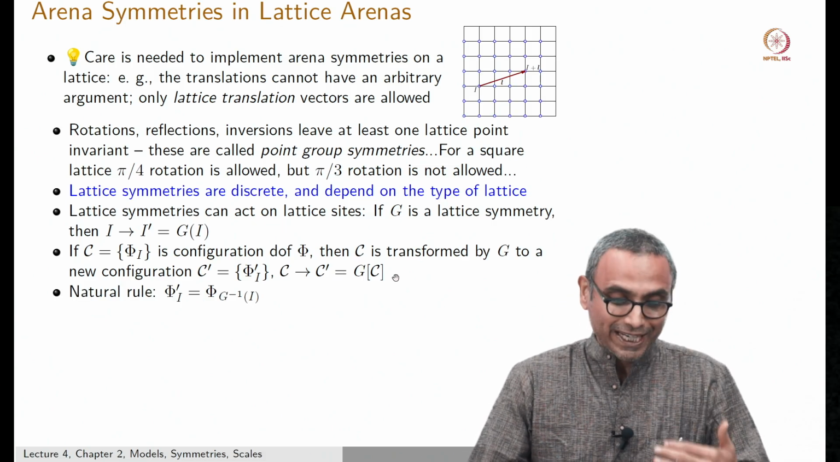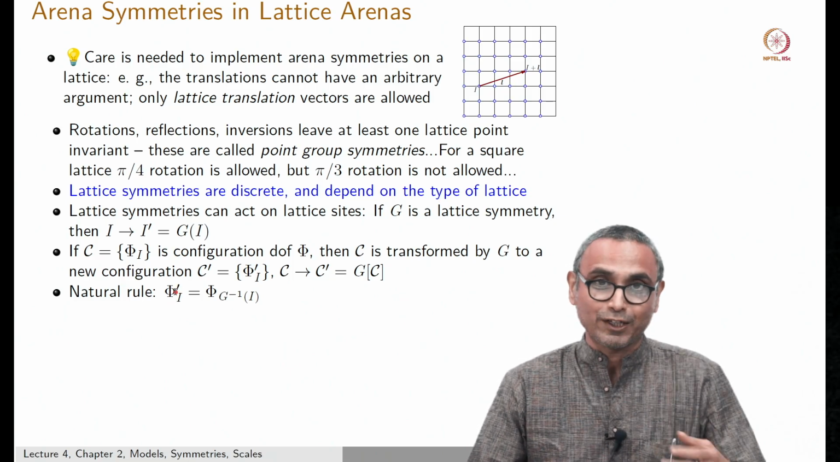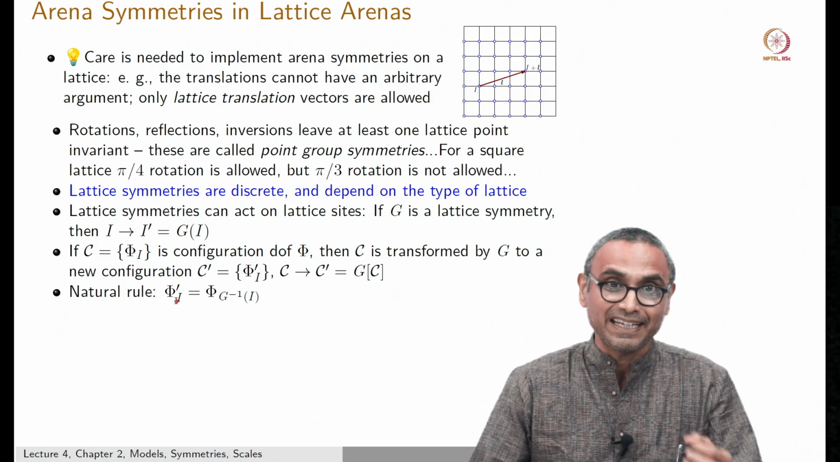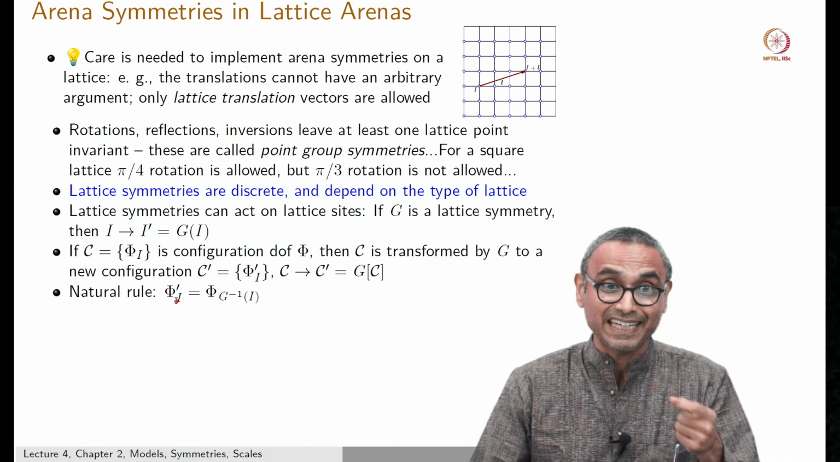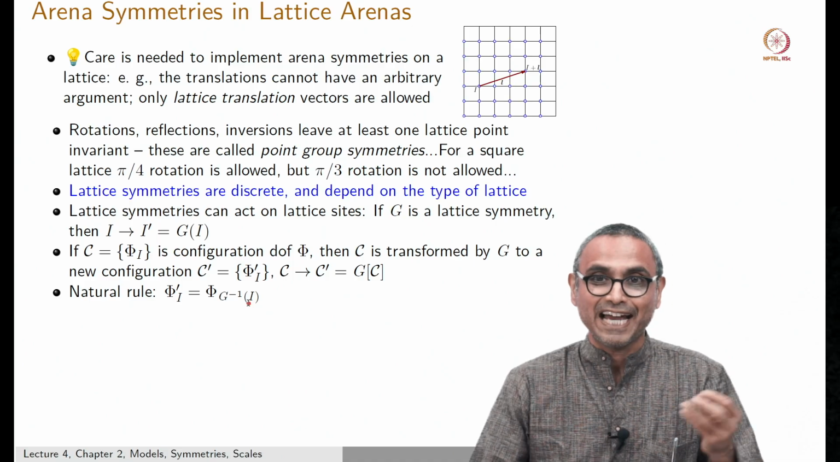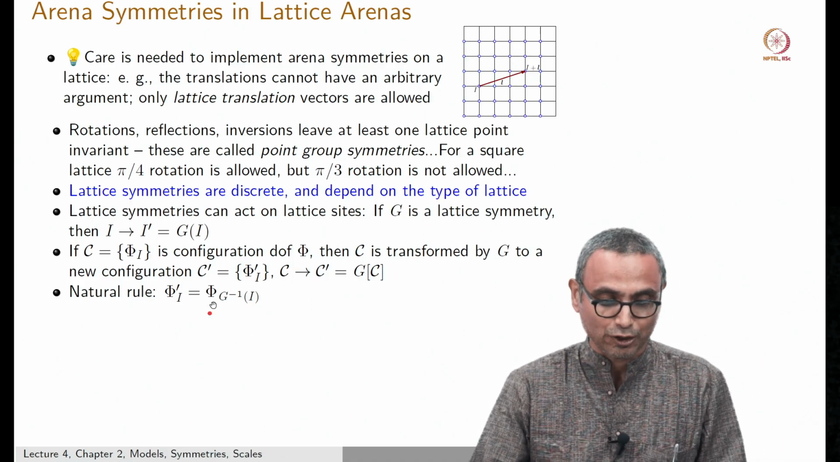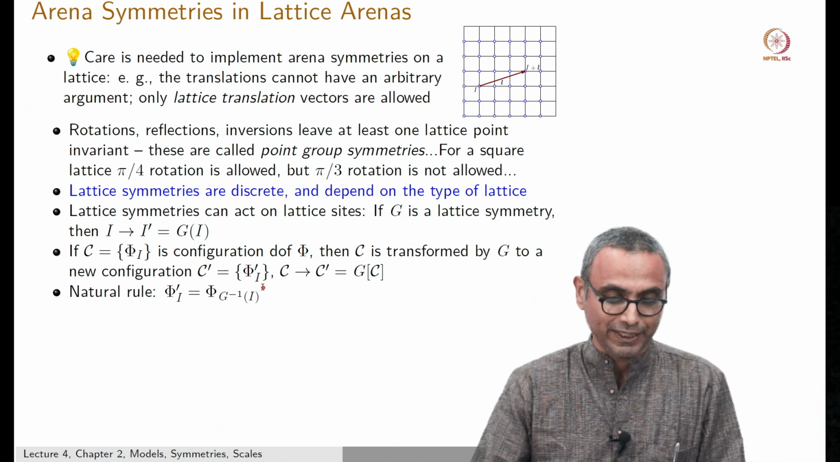So the natural rule again is you find out what the value of the degree of freedom at the site I is: you figure out where the site I came from before the transformation. That's given by G inverse, and you take the value of the degree of freedom at that site, and that is the natural rule. It's quite analogous to what we did in the continuum.